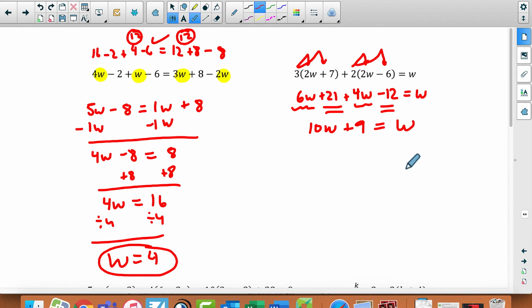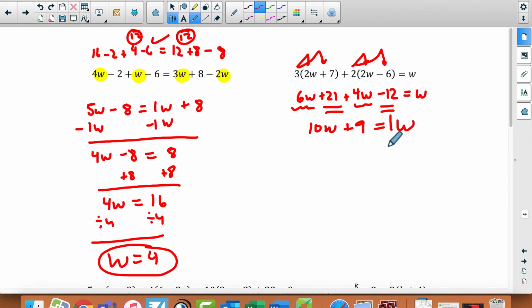Okay, now we want to get all the w's to one side. So which one's smaller, 10w or w, which is just 1w? What's smaller? 1w. So here's the exception one. You probably do not want to move the smaller one this time. Do you know why? Because if you move the smaller one, there's nothing left on this side.